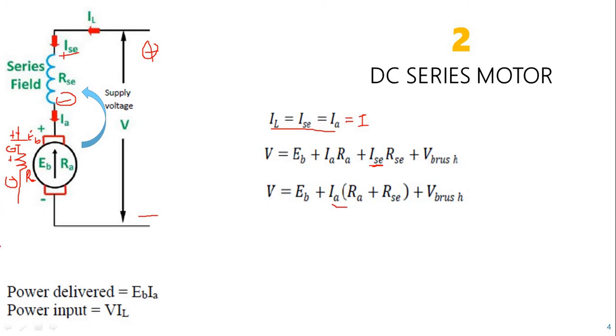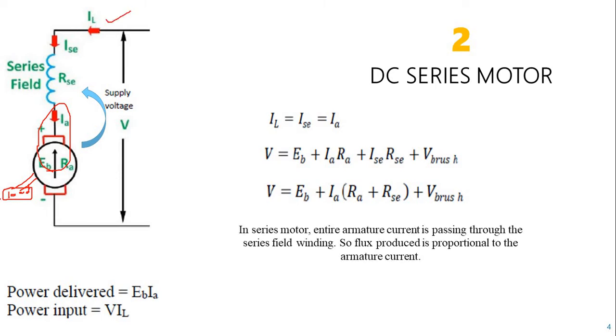Now, power delivered to the load. Where is the load? The load is at the armature. In the case of a generator, here it is the input; in the case of a motor, here it is the load. So the power delivered to the load is given by IA into EB, that is EB into IA. Our input power is V into IL, that is the input side.